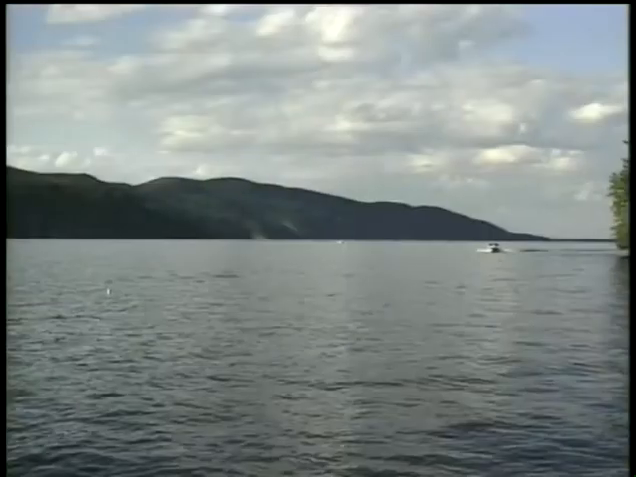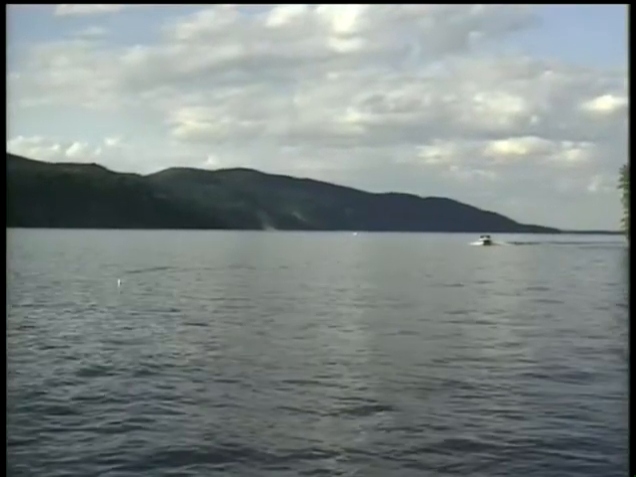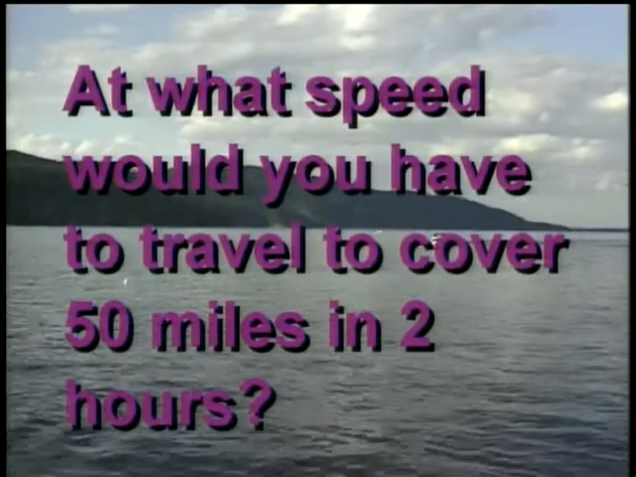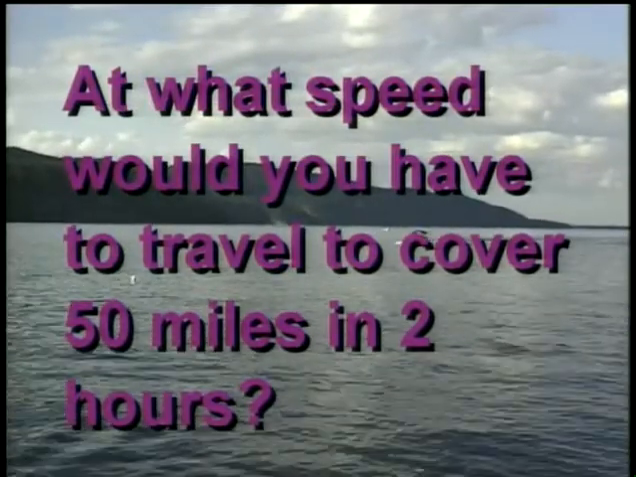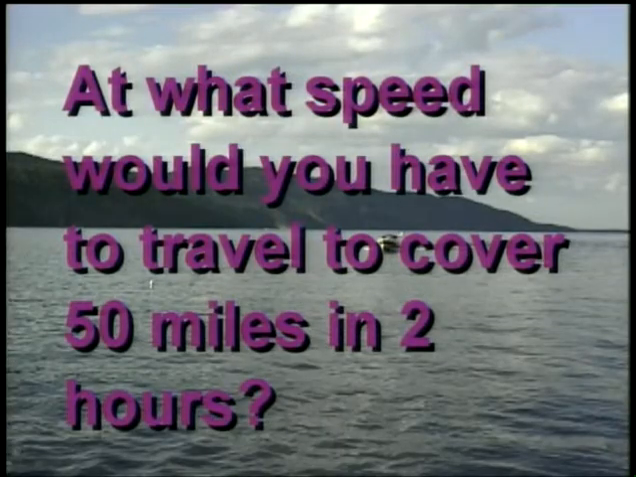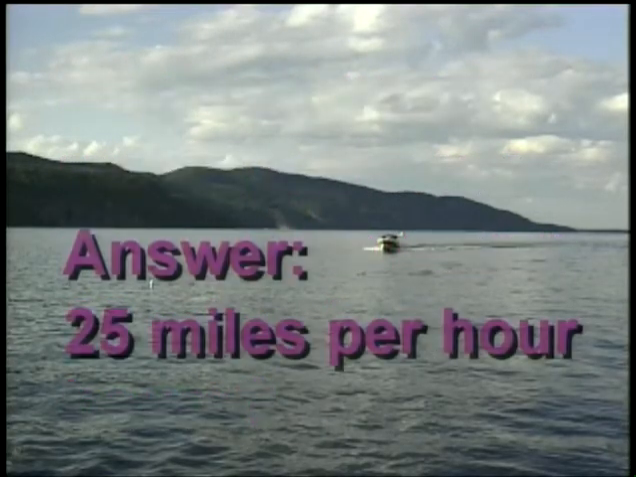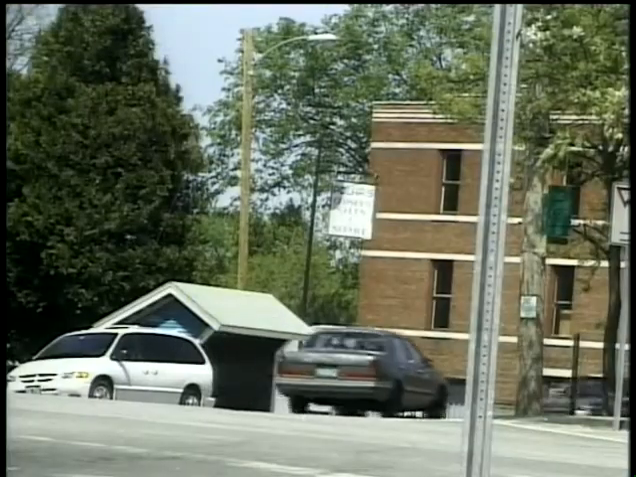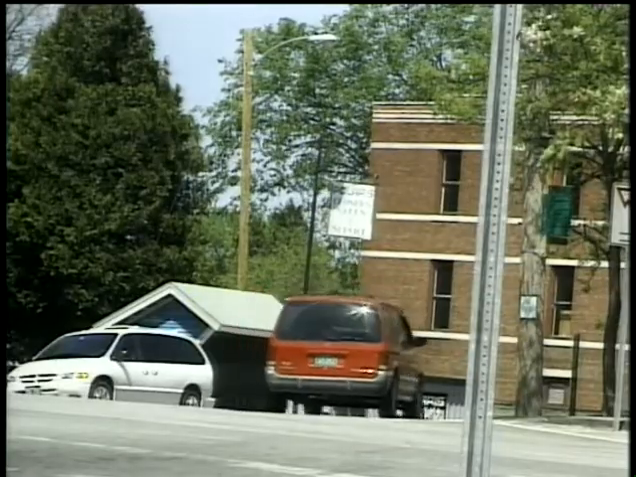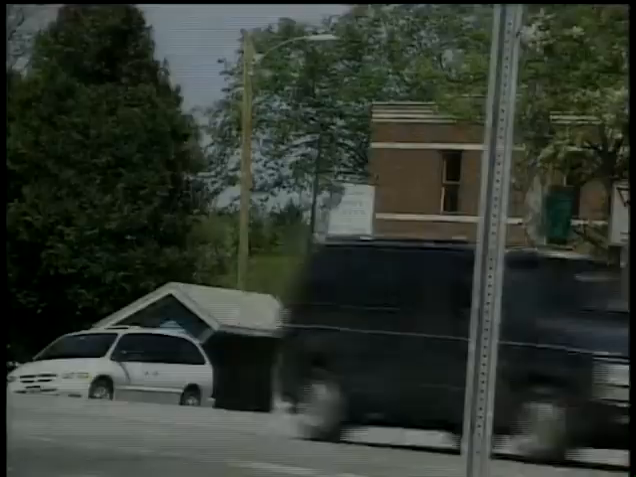You decide. The distance between the town and the lake where you want to go swimming is 50 miles. At what speed would you have to travel if you want to get there in 2 hours? The answer is 25 miles per hour. A car traveling at 25 miles per hour travels 50 miles in 2 hours.